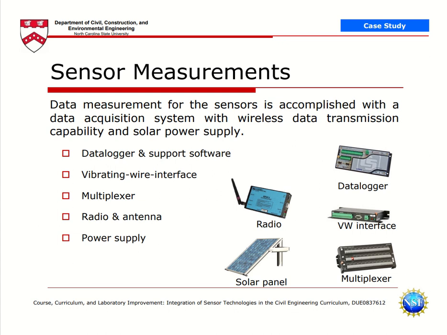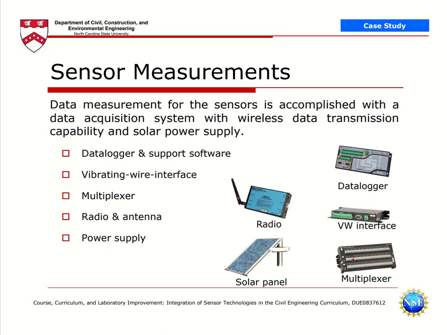And what are the devices we use for the measurement? So we use the data logger and support software. Here are the devices which they have used for the data measurement or sensor measurement. They've used a vibrating wire interface, a multiplexer, a radio and antenna of the radio, and then a power supply.